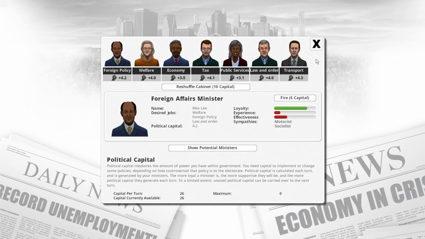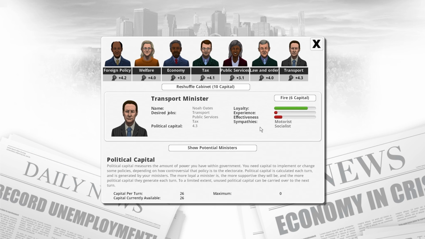These are our ministers. We got foreign affairs, we got welfare minister, economy, tax, public services, law and order, and last but not least, transport. Each one of these has an amount of experience, how much they affect everything, who they sympathize with, who these ministers are likely to have positive effects from. So motorists and socialists, for example, in this guy's transportation.